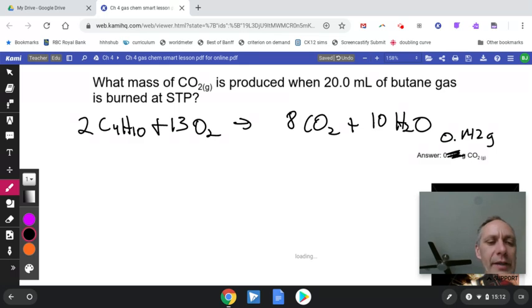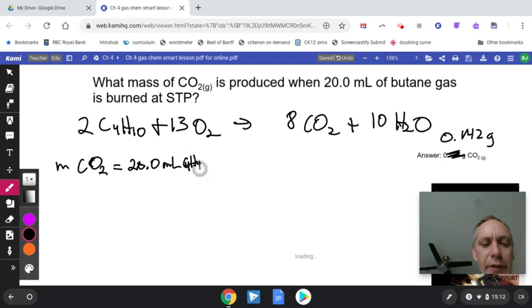Okay, so we're looking for mass of CO2. And we are starting off with 20 milliliters of butane burned. 20.0. I'm going to leave this as milliliters of butane, C4H10. Okay, so there's my volume of butane. It says STP. There's my molar volume, so I can use that value. Every mole is 22.4 liters.